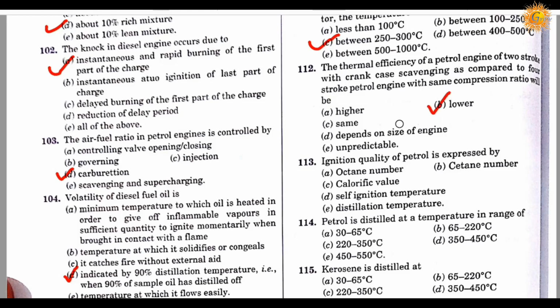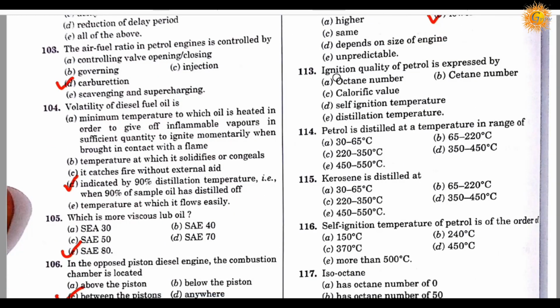Question number 113. Ignition quality of petrol is expressed by: option A, octane number; option B, cetane number; option C, calorific value; option D, self ignition temperature; option E, distillation temperature. So the correct answer is A, because in a petrol engine it is expressed by the octane number.